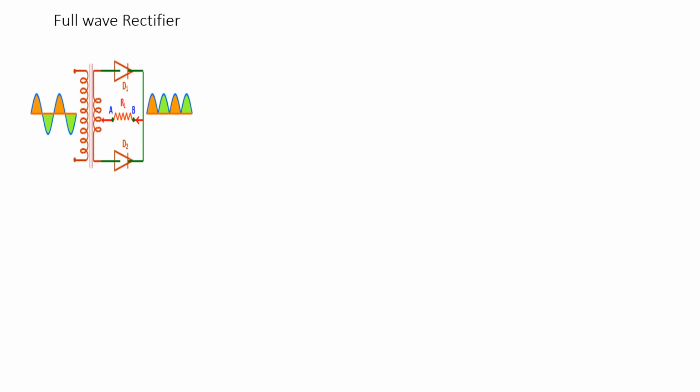This is a transformer, and this is the primary winding of the transformer and this is the secondary winding. In the primary winding, we have a full wave AC input. The load is connected at the center point of the transformer. Please note, this is the center point. The upper end is connected to diode D1 and the lower end is connected to D2, and the center point is connected to the load AB as shown in the diagram.